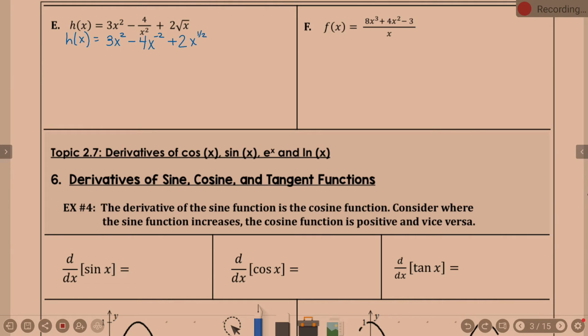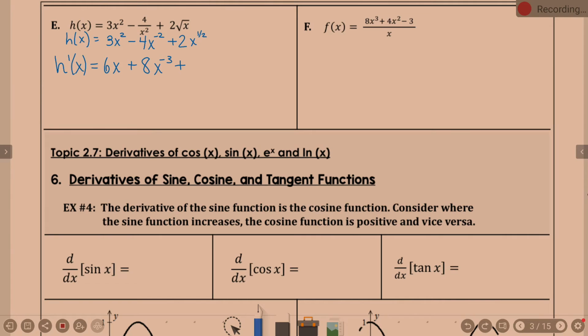So, h prime of x. Trying to give you guys a moment to be ahead of me, because I know you guys prefer that probably. 3x squared. So 2 times 3 is 6. Subtract the power, so 6x. It's minus 4x to -2. But minus 4 times -2 is going to make it plus 8. X to the -2 minus 1 is -3.